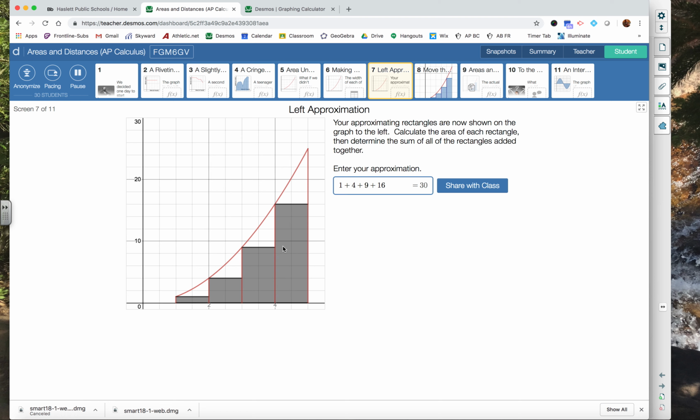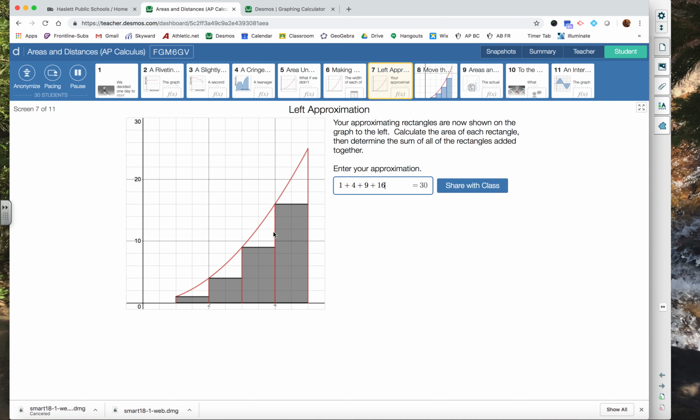But that is a crappy approximation because there is a ton of extra white space here, okay? This is what we call an under approximation. It is less than what the area actually equals. We do know, though, that our area is at least 30, okay?